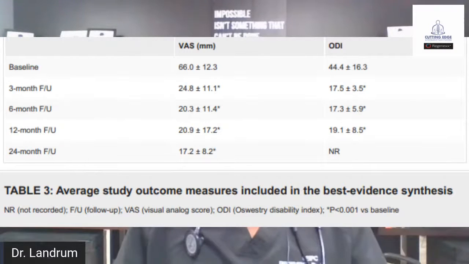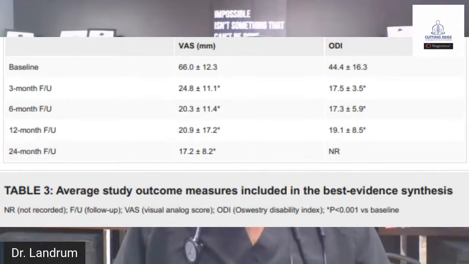So VAS is basically a pain scale and ODI is a function scale. If you look at the bottom of this chart, it says visual analog scale, and ODI is Oswestry Disability Index. And what they looked at was, were there differences at 3 months, at 6 months, at 12 months, and 24 months? Those little asterisks that you can kind of make out on the side show there was a difference at each one of those, not only for pain, but also for function, meaning there was constant improvement after intradiscal injections using bone marrow concentrate, to not only improve pain, but also improve function.